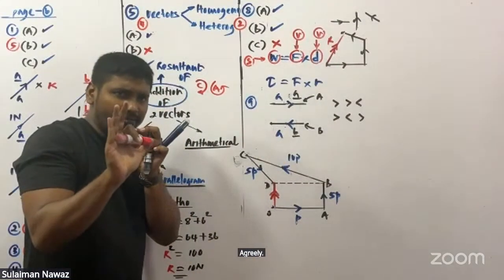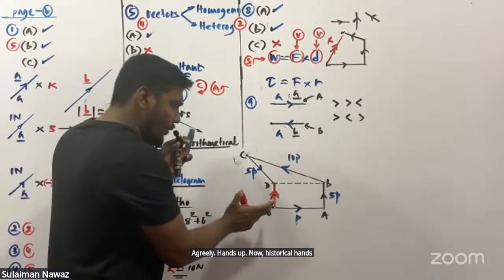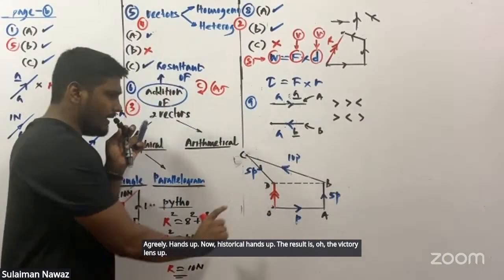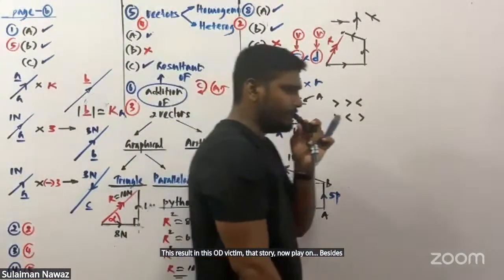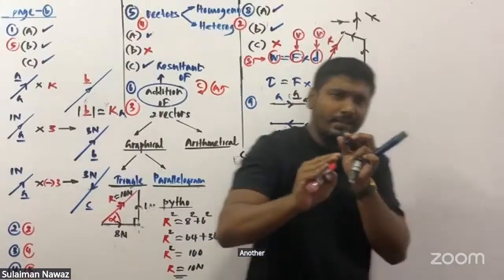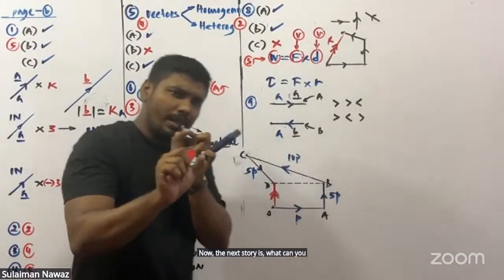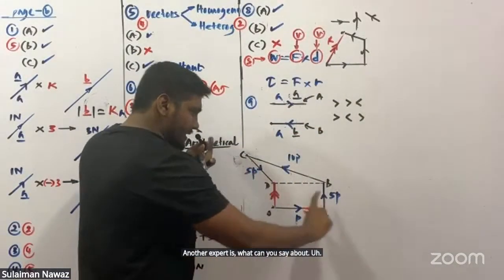Hands up. Is this story clear? The resultant is the OD vector. Now, the next part: what can you say about the OD vector and the AB vector?